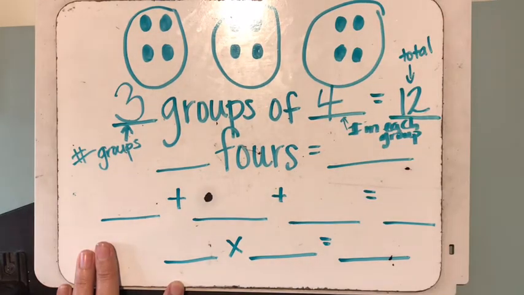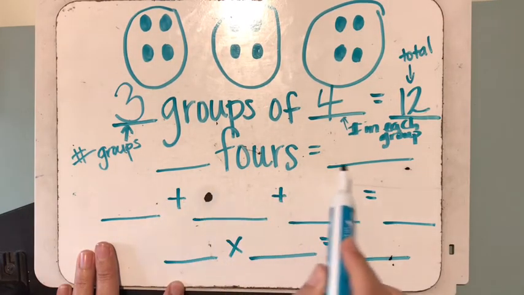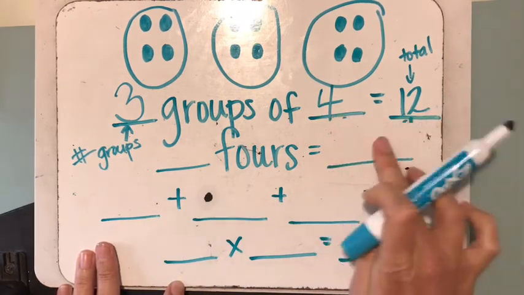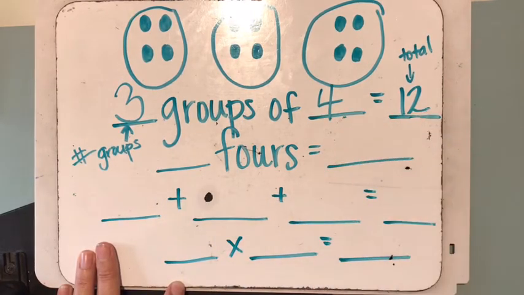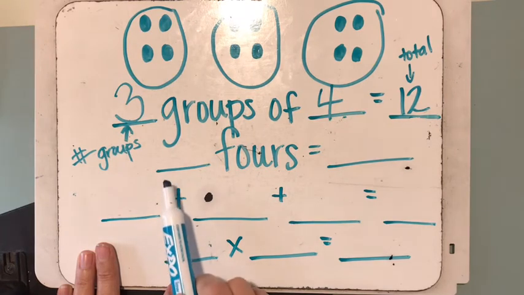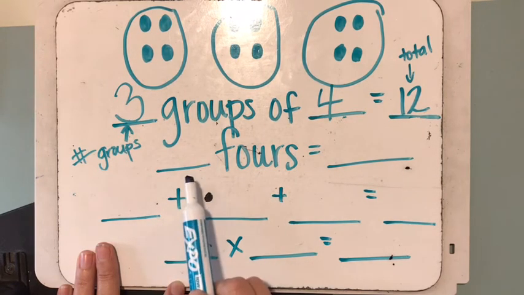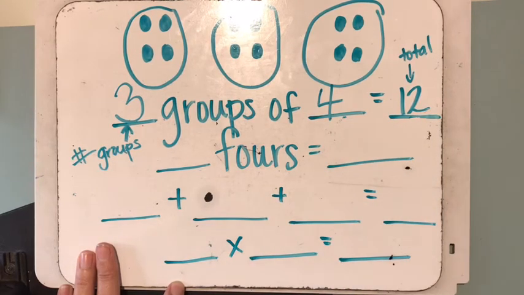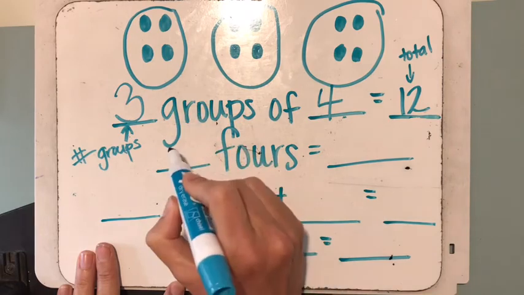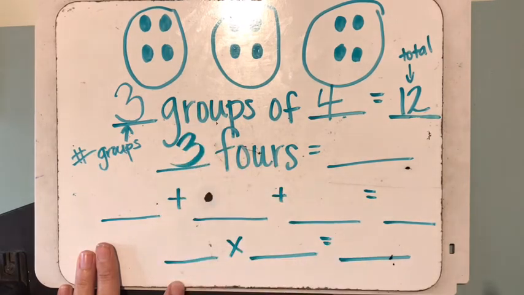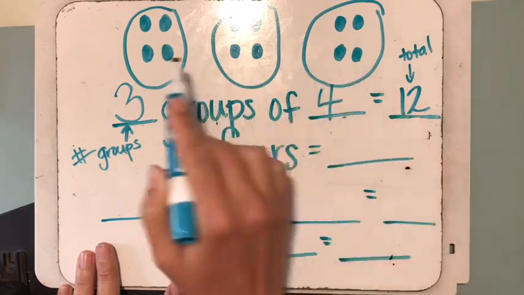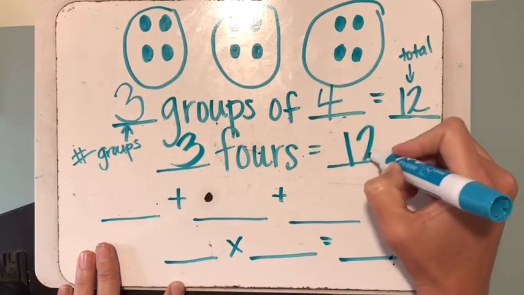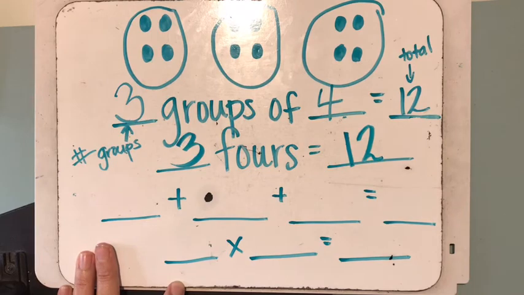All right. So now I want you to fill in this one down here. I'm just going to erase that right there so it doesn't get confusing. Pause the video and try it out. How many 4s do you have? What's your total? So you should have put, I have 3 4s. So you have 3 groups with 4 in each group. And my total, or my product, is 12.